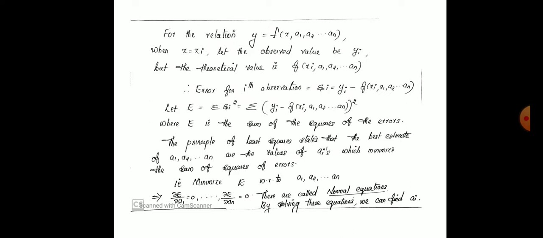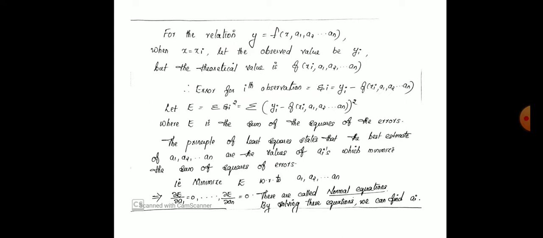The principle of least squares states that the best estimates of a1, a2, etc. an are the values of the ai's which minimize the sum of squares of errors. That is, we have a given data set and we have to find the most fitted curve. That means we have to find the values of these parameters a1, a2, etc. an which satisfy the data.